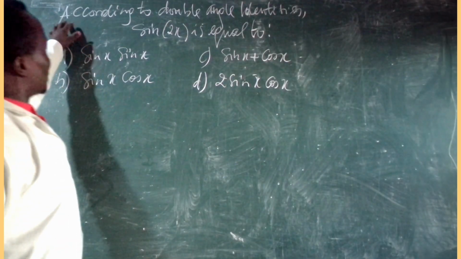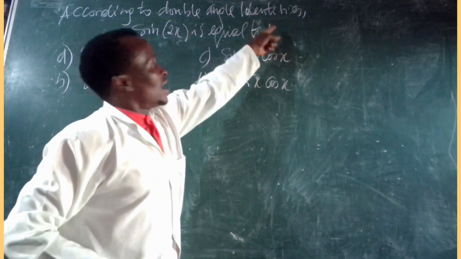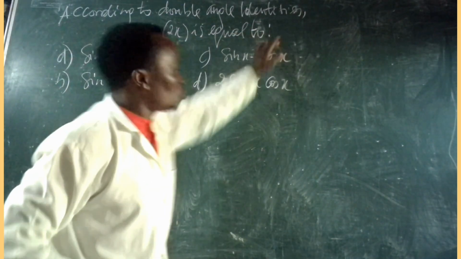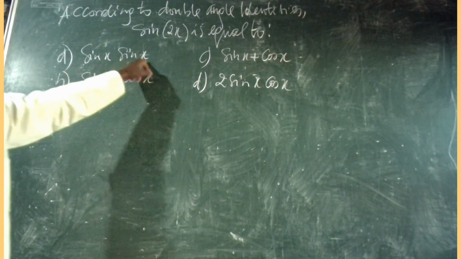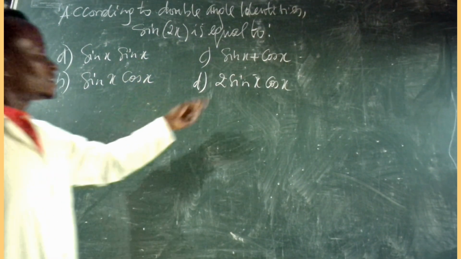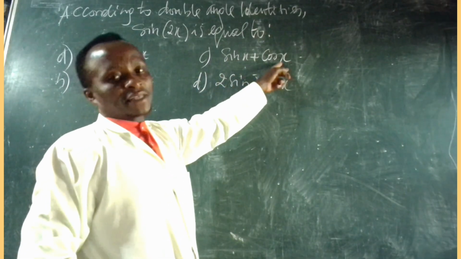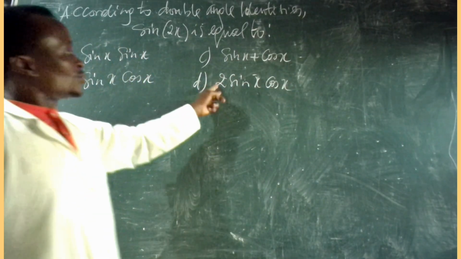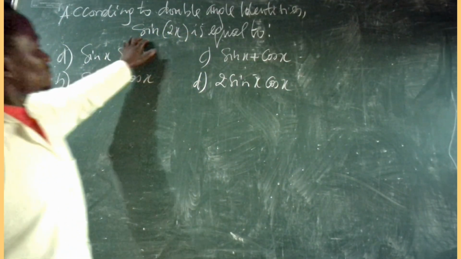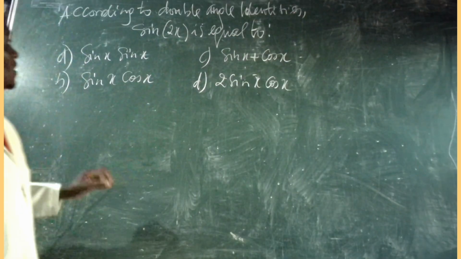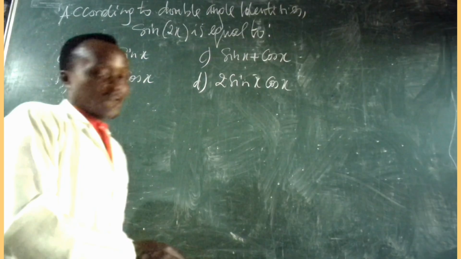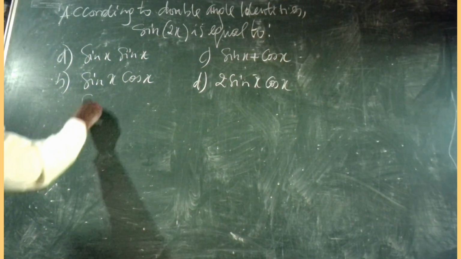Now we have another one. According to double angle identities, sine 2x is equal to: A, sine x times x; B, sine x times cosine x; C, sine x plus cosine x; D, 2 sine x times cosine x. Also, we are going to see what we should obtain among those four answers. Now allow me to write a solution.